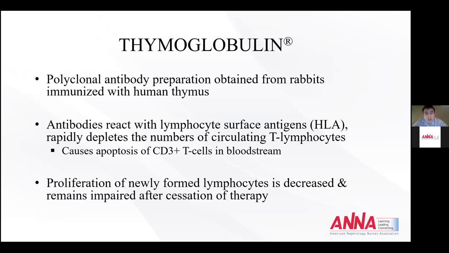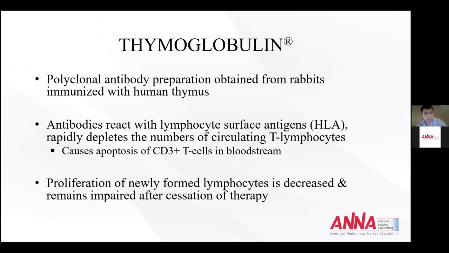So you really need to check your CBCs and your WBC counts carefully, because you will put them in a state where they don't have immune defense and they won't get one for weeks. It causes apoptosis or destruction, lysis, blowing up, or shrinking down of the CD3, which is a type of T cell. So you can actually check CD3 levels, and you need to, while you're using thymoglobulin, to see if you have too much thymoglobulin or you need to give subsequent doses. Proliferation of newly formed lymphocytes is decreased, and it remains greatly impaired after you stop the therapy.